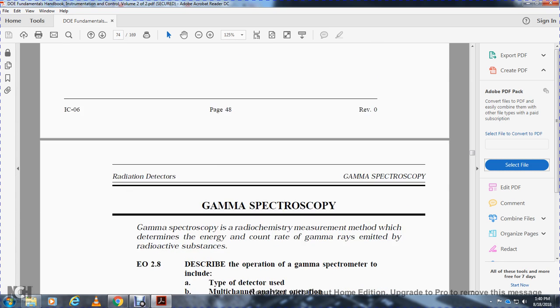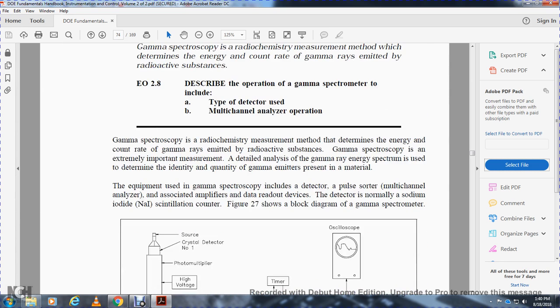Gamma spectroscopy. Gamma spectroscopy, with radiochemistry, is a measurement method for determining the energy and the count rate of the gamma rays emitted by a radioactive source. It is an extremely important measurement that details the gamma ray energy spectrum to determine the identity and quantity of the gamma emitter present within the material.